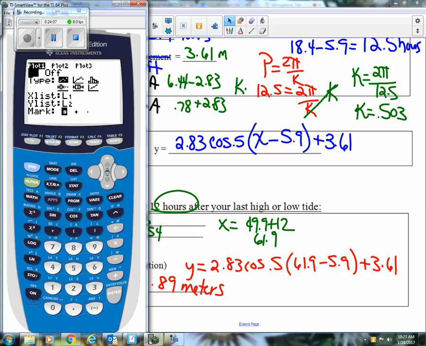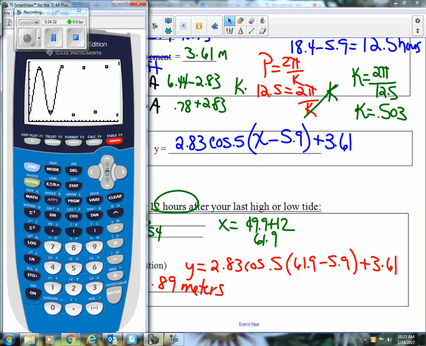We could go and set up our regular window, and I'm just going to do that quick. So 0 to 50 is what we did for x's, right? And then I went up by 2's. And then for y's, I went from 0 to 7 and then I went up by 1. So you could also do a stat fit or zoom stat, which would also work. So let's take a look at the graph and see how we did.